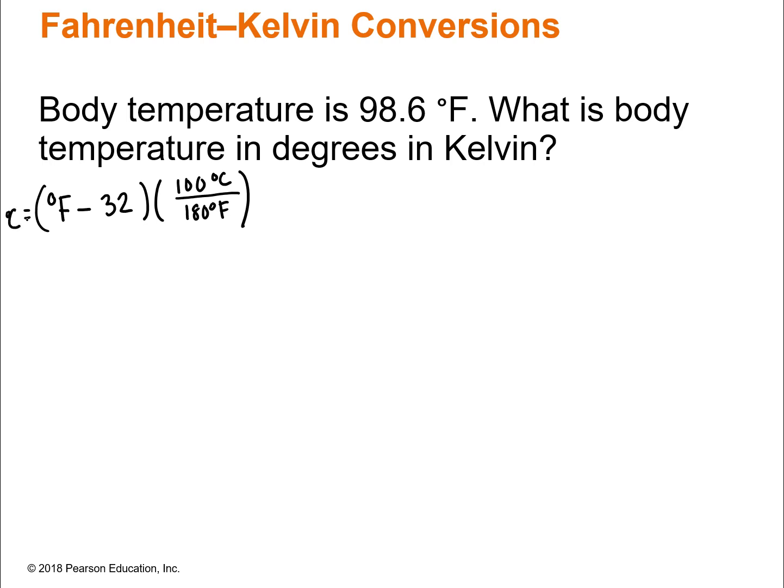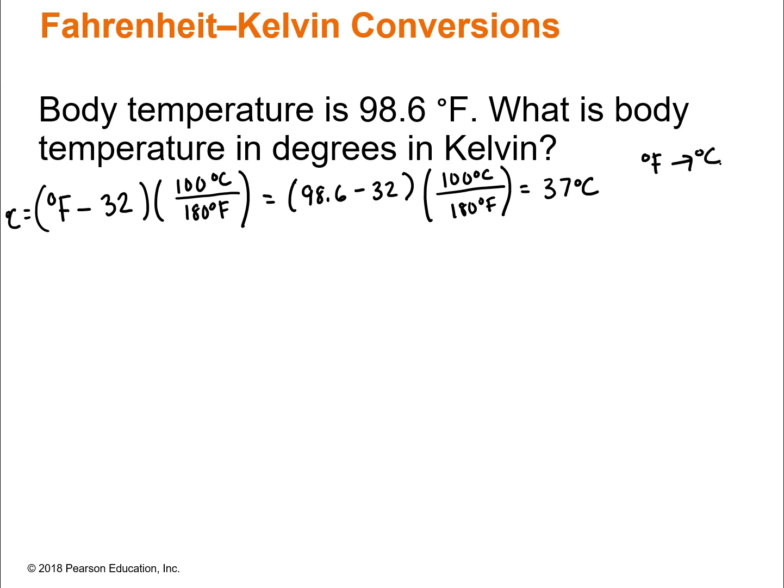So this is our equation. We'll fill in our body temperature: 98.6 minus 32. And then we have this ratio. You get 37 degrees C, okay? So that was the first step, going from Fahrenheit to Celsius.